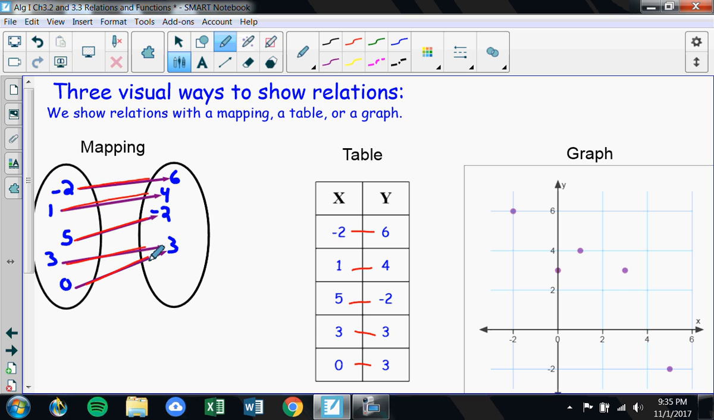Or a graph. -2 goes to 6. This is the point -2, 6. This means the input was -2, the output was 6. Here, this is the point 0, 3, so 0 goes to 3, 1 goes to 4, and 3 goes to 3, 5 went to -2. Input 5, output -2. Input 3, output 3. All 3 of these things are showing the same relation. They're showing some way of getting from an input to an output. Whatever those numbers represent doesn't really matter at this point. It's just that we're going from the input to the outputs through this relation.